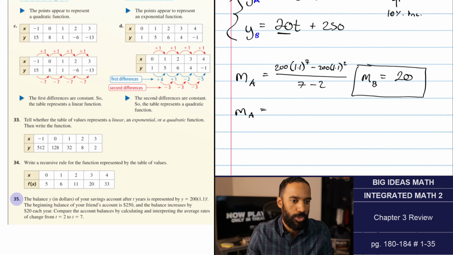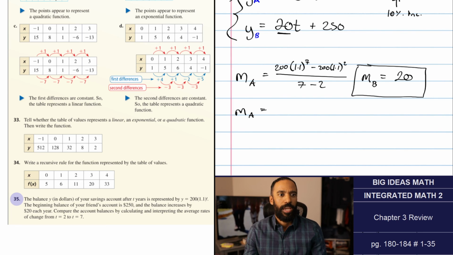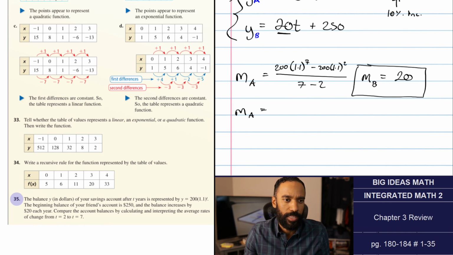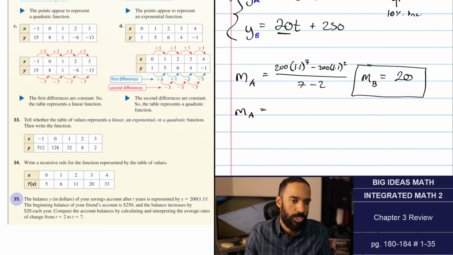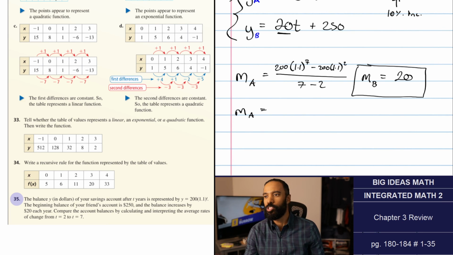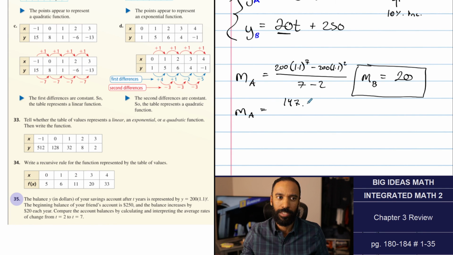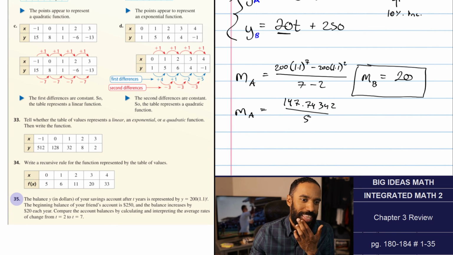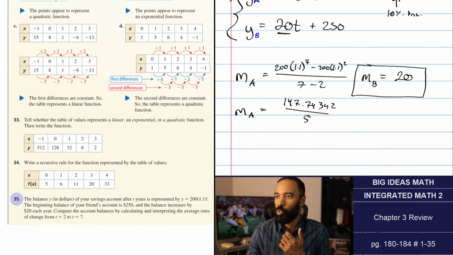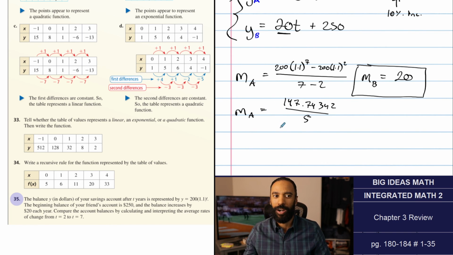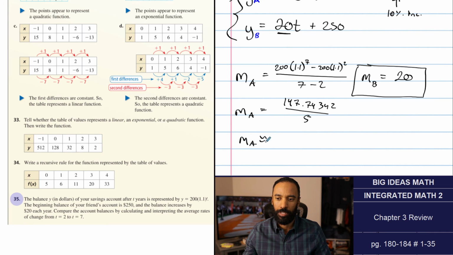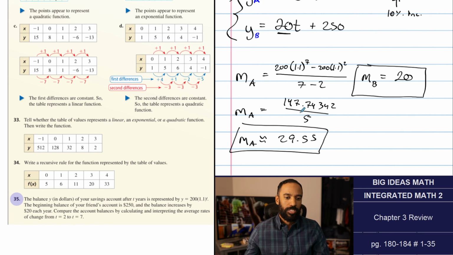So let me just do 200 times 1.1 to the 7th power. It'll be some decimal thing. It's around 389. Minus 200 times 1.1 squared. By the way, I'm doing the subtraction right now. So the top is going to be about 147.74342. That might even be exact, divided by 5. So I divide that number by 5, and I'm getting 29.548. So I'm going to round that to about $29.55.